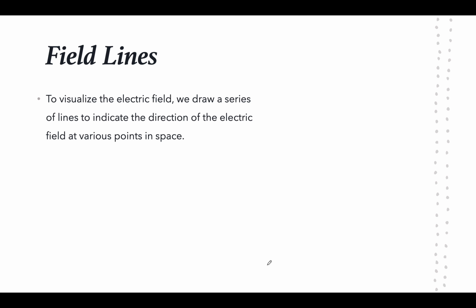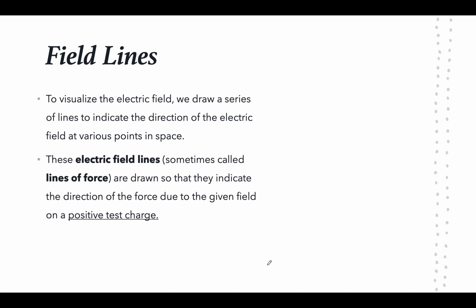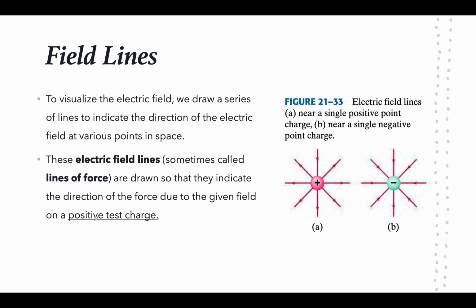Now let's talk about electric field lines. Electric field lines are a way that we can use to visualize the direction and magnitude of an electric field at various points, okay? So electric field lines are drawn so that they indicate the direction of the force due to the given field on a positive test charge. Remember earlier in the video that I said that all test charges were positive? Well, this is why it's important, because this tells us the direction of the field lines.